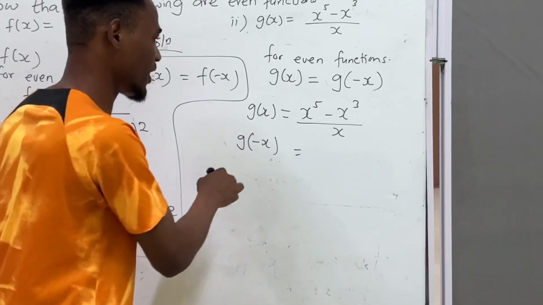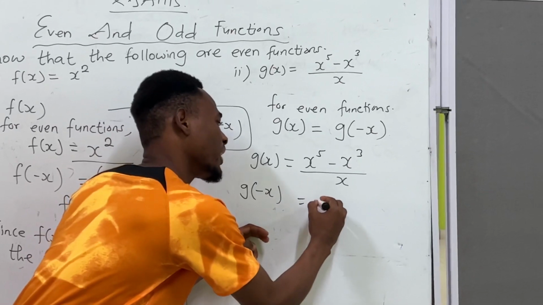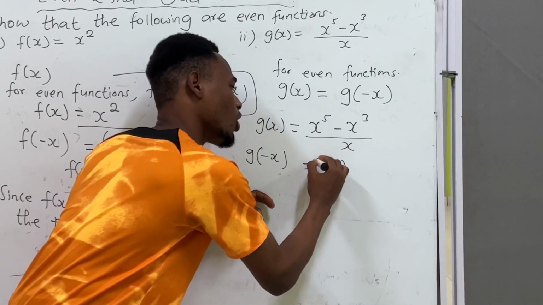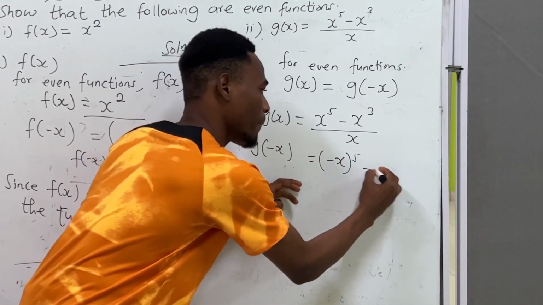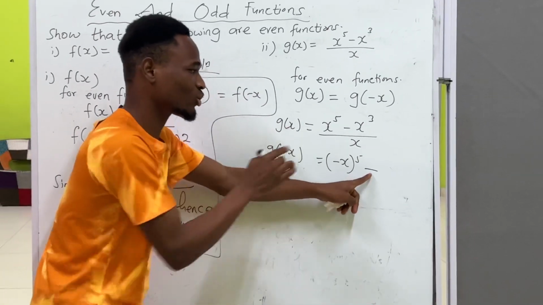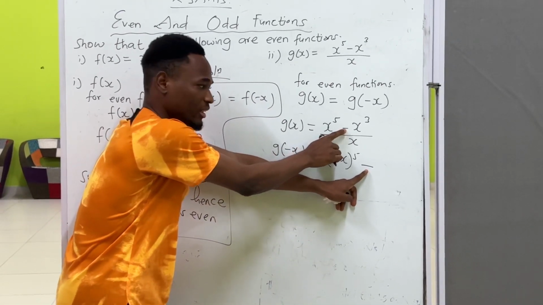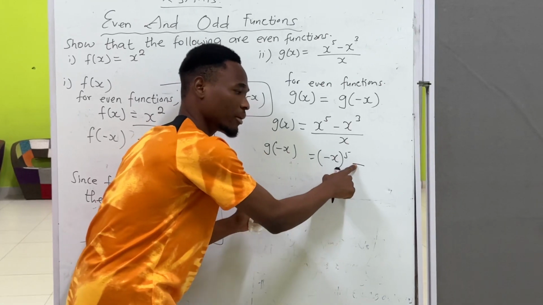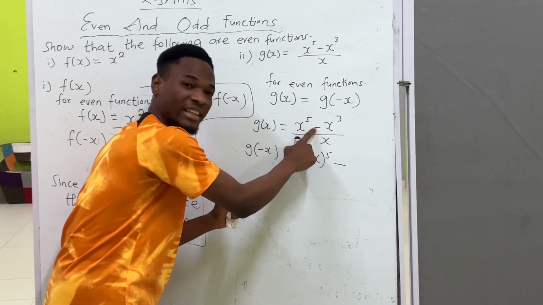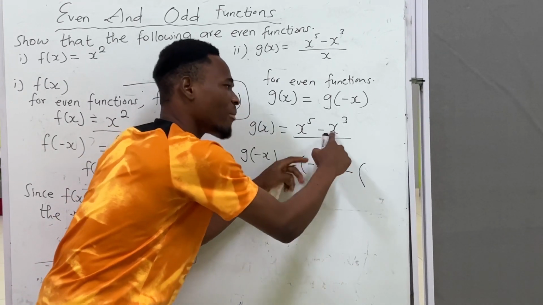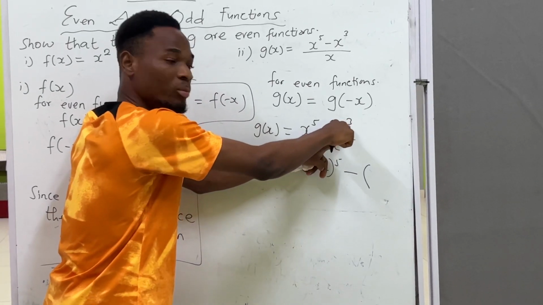So similarly here it becomes negative x all to the power 5, then minus. Please, the minus here is already in the question. That's the purpose of the negative here, because it's already stated in the question. And here I have my x cubed.